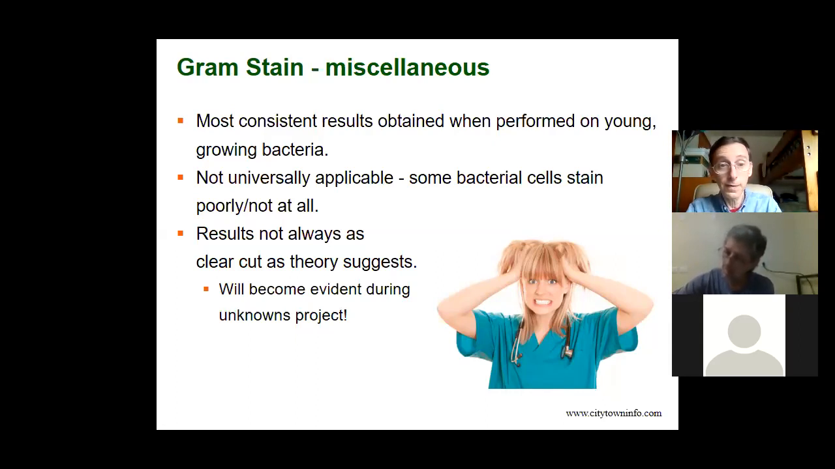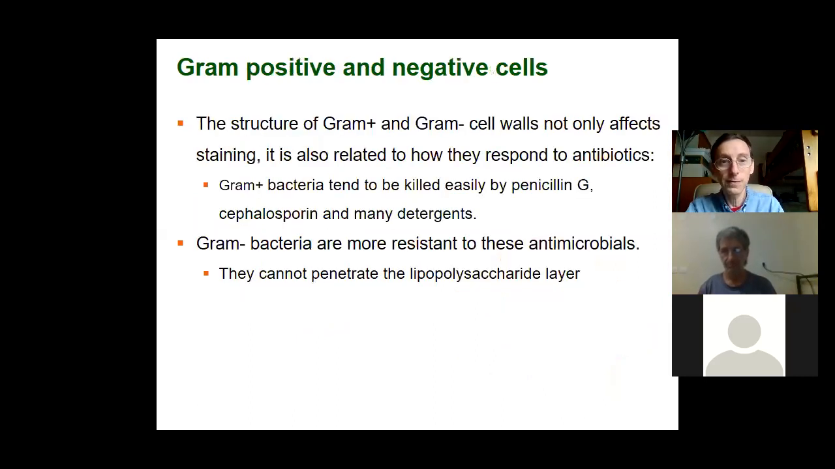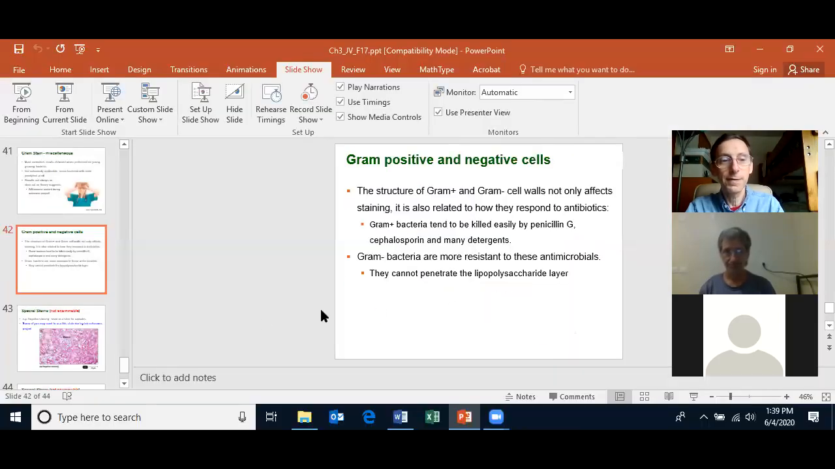And the results are not always as clear-cut as the theory suggests, and that'll be made clear to you when you're doing your unknown project. You'll do the gram stain as if you were actually doing it in the lab, and it might not work, or you could get variable results. Let me back up just a second here.